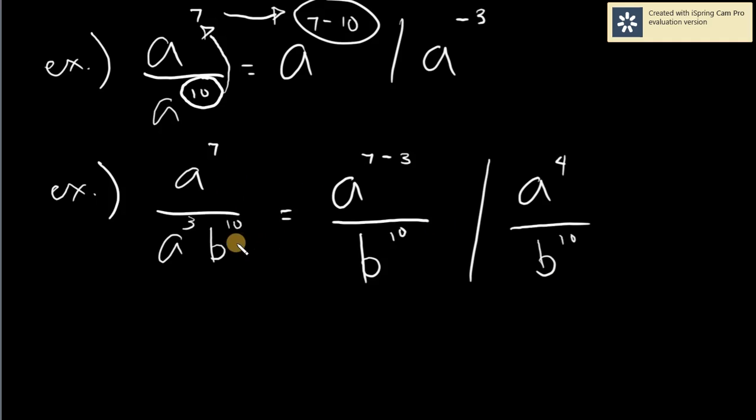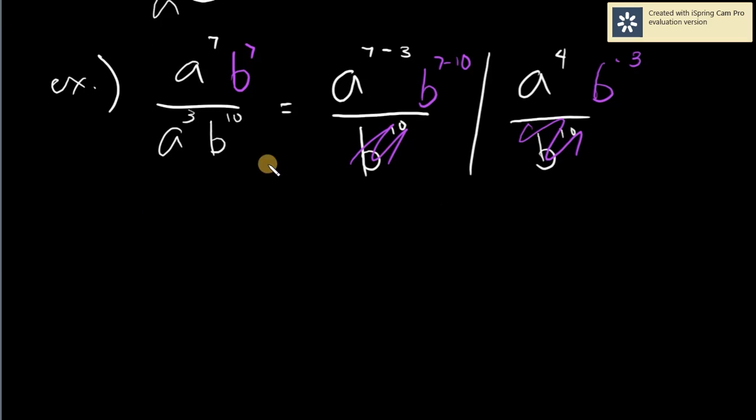But in any case that b will have a partner up there, like for example, nagkaroon ka ng 7 here, then instead of having this, you will have b raised to 7 minus 10. And instead of having this, you will have b raised to negative 3. So that would be it, the quotient rule.